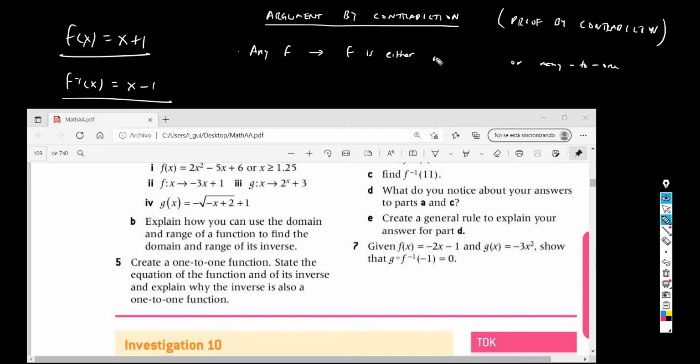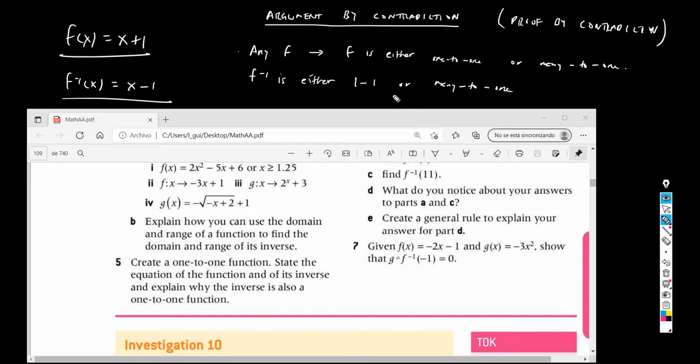Any function is either 1 to 1, and if it's not 1 to 1, then it has to be many to 1. All the functions can be classified in either one or the other. If one function is not in this classification, it must be in the other one. And that holds for any function whatsoever. So this function f inverse, since it's a function itself, must be either 1 to 1 or many to 1.